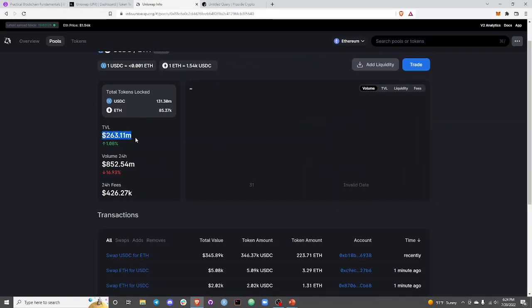We can see it has $260 million worth of tokens. It has 130 million USDC, and it's 85,000 ETH. And its volume in the last 24 hours is down, but its volume is multiple times the TVL, which is interesting. And it's accrued 400,000 in fees for the people who put a pile of money in. And Uniswap's nice. They give us the contract address for this pool, so we can do a few things.